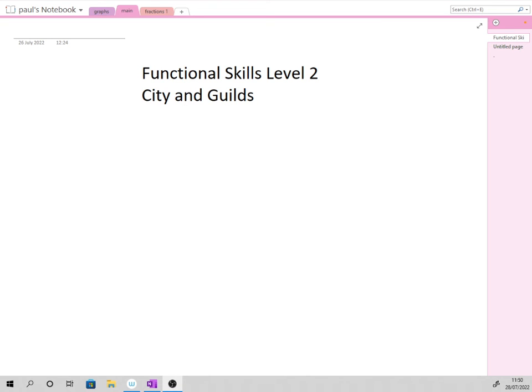Right, hello and welcome. I think we're up to lesson 5 now, the first one on fractions. There are going to be 2 or 3 of these on fractions because it's quite a big topic. So the first thing we're going to do is look at what fractions are.